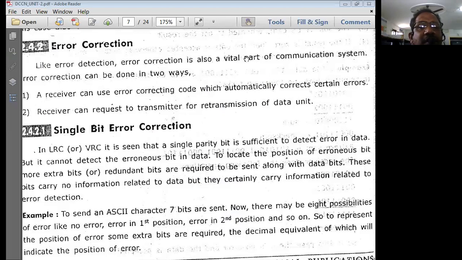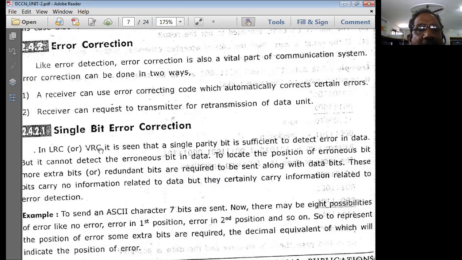The first method is the one which we normally incorporate with the error correction method, where the receiver can use some error correcting methods to automatically correct certain errors. That means the receiver cannot correct all the errors. The receiver can correct errors at a minimum level, maybe 1 bit, 2 bit, 3 bit, or 4 bit, like that. So first, the simplest error correction is going to be the single bit error correction method.